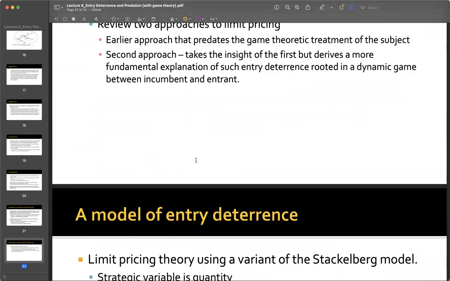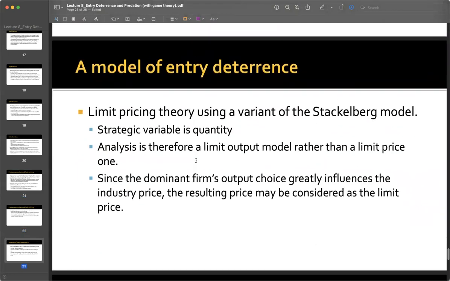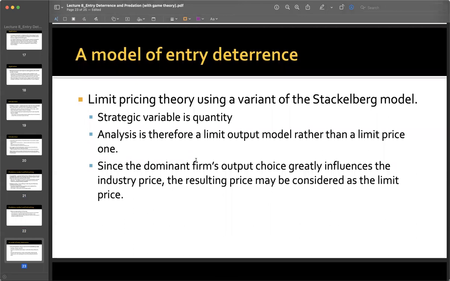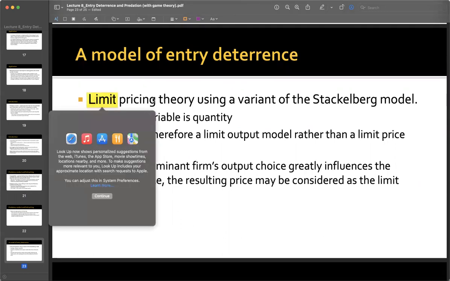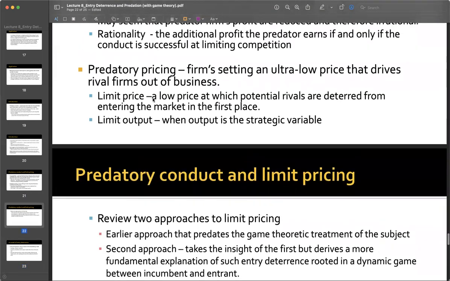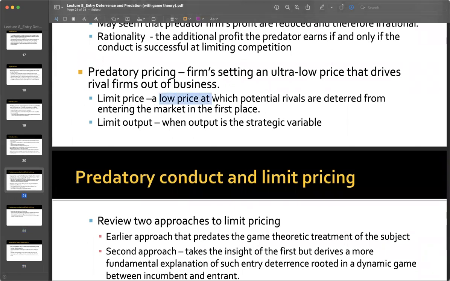In this case, we will talk about a model of entry deterrence, which is the only model of entry deterrence that we'll be using. Interestingly, what we've learned here is that entry deterrence is very hard to do because threats are usually not credible. But there are some models that allow for entry deterrence using capacity, and one of the models that we'll be talking about today is called the limit pricing theory, which uses price. So setting a low price such that potential rivals are deterred from entering the market in the first place.